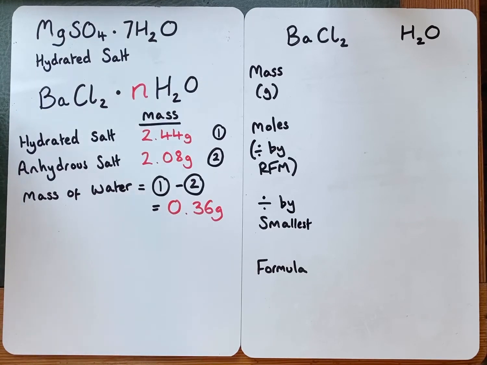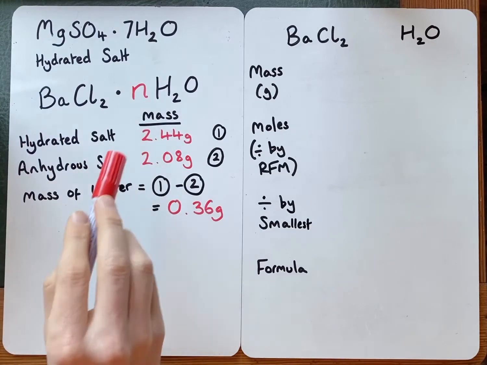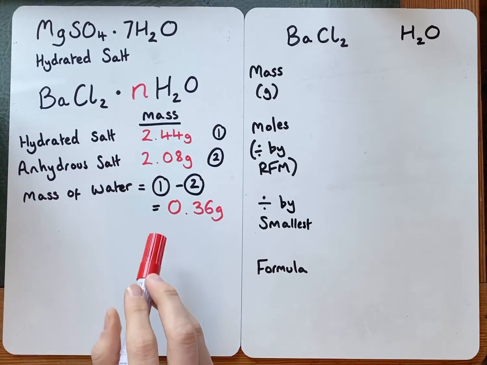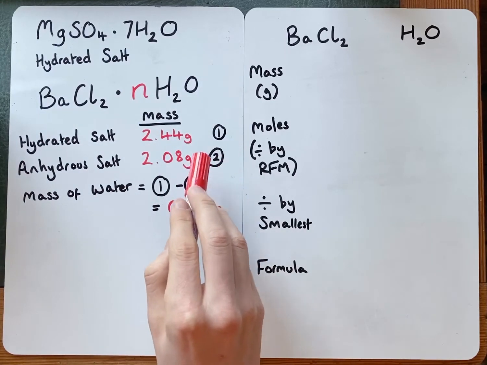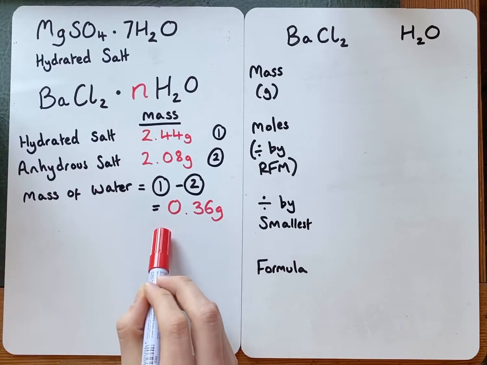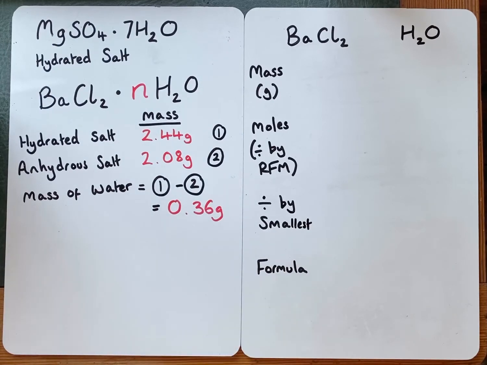We then heat the substance so the water evaporates, and then we're left with what's called the anhydrous salt, which is the salt without the water. So this is the mass of just the barium chloride. We can therefore work out, by taking this number away from the first number, how much water must have been driven off. In this case, that's 0.36 grams.